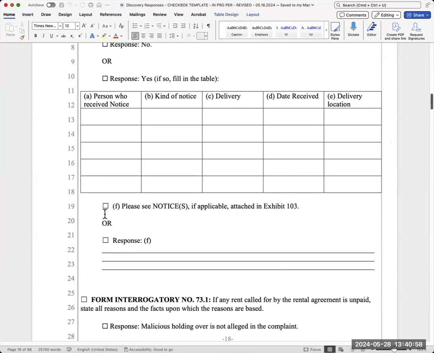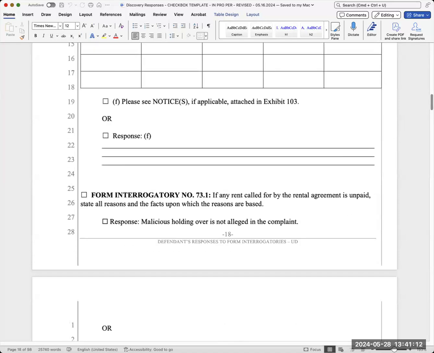And then notices are communication between parties, and so would be part of Exhibit 103 in your notebook, in your binder. Okay, if you have the notice, check here. Otherwise, check here and write your explanation.